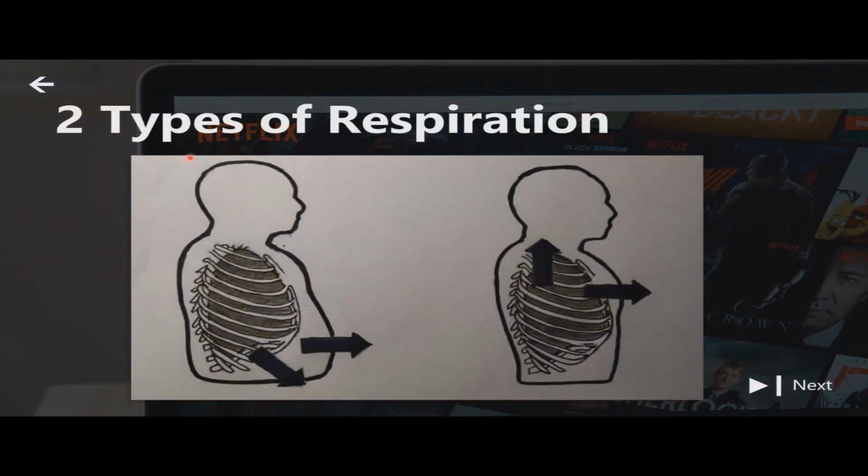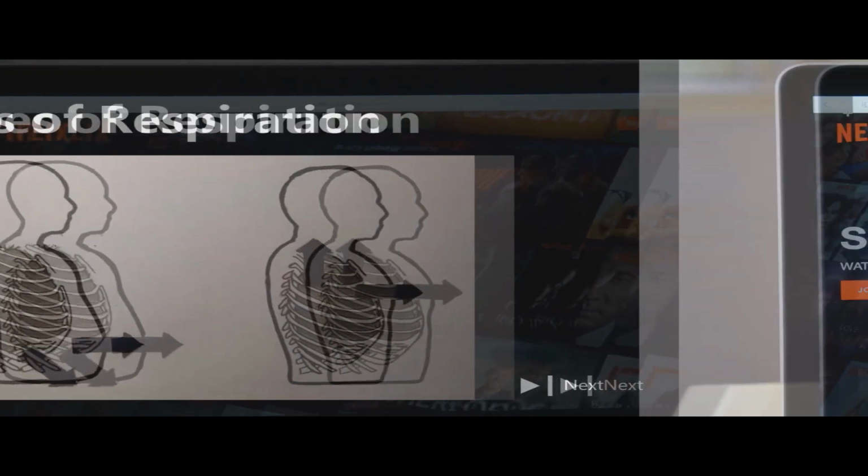There are two types of respiration, the abdominal and thoracic types. Abdominal respiration is a type of breathing exercise that helps strengthen your diaphragm, an important muscle that helps you breathe, while thoracic respiration involves breathing from the upper chest, evidenced by a greater upper rib cage motion compared to the lower rib cage.